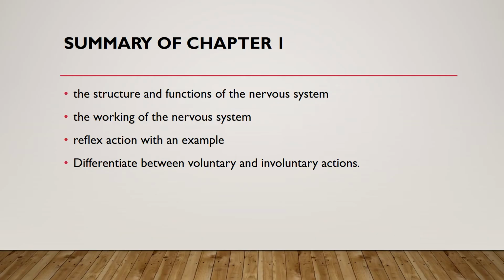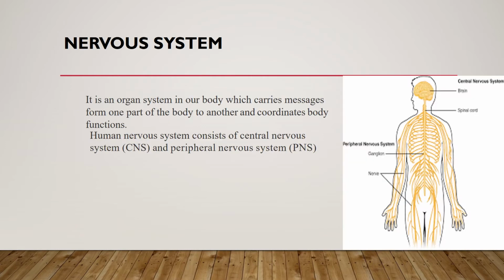And so here is the summary of the chapter first. What we are going to discuss in this chapter: the structure and function of the nervous system, the working of the nervous system, reflex action with an example, difference between the voluntary and involuntary actions. First is what is meant by nervous system. It is an organ system in our body which carries the message from one part of the body to another and coordinates the body function.